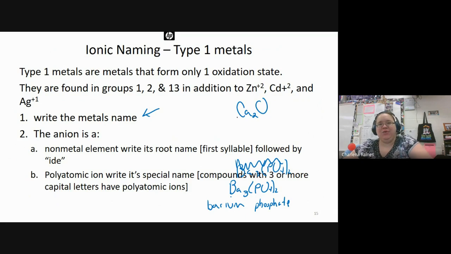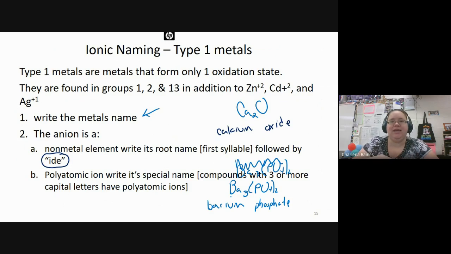So Ca and O, only 2 capital letters. That means I write the name of the metal, calcium. My O is a single non-metal, so we change the ending of oxygen to IDE. General rule of thumb is you keep the first syllable. So oxygen, we keep the ox, and we replace the rest with IDE. There are a few exceptions, but Ms. Raines does not count off for little spelling errors. So this thing is called calcium oxide. The other compound is called barium phosphate.